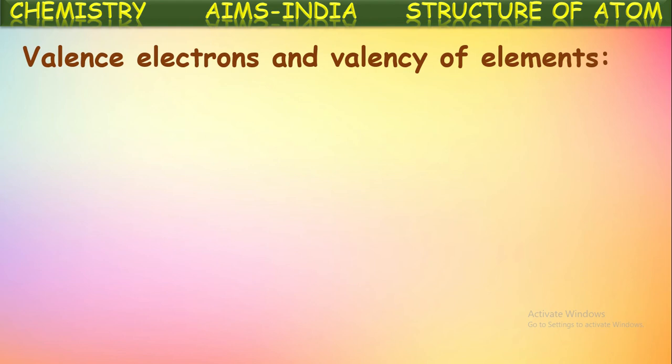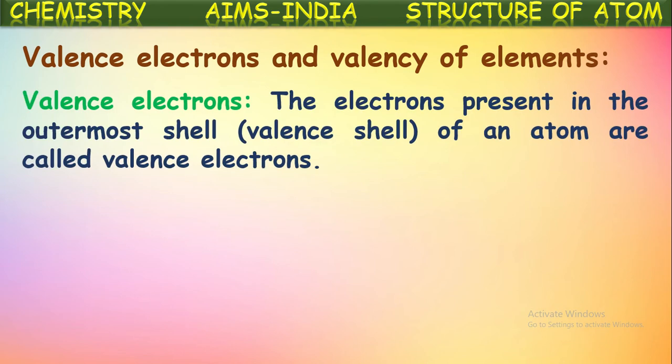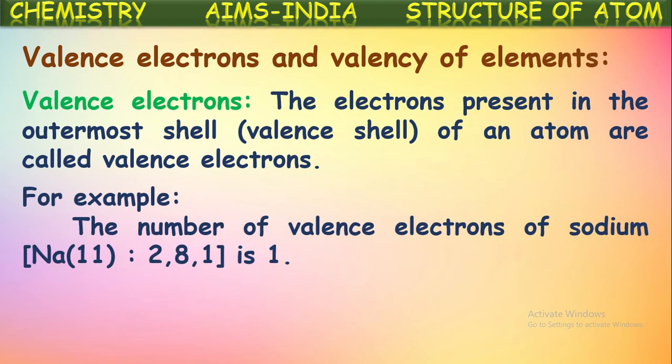Now let us see valence electrons and valency of the atoms or elements. Valence electrons means the electrons present in the outermost shell or the last shell, which is also called valence shell of an atom. For example, the number of valence electrons of sodium: the atomic number of sodium is 11. If you write its configuration by following these Bohr-Bury rules, we get it as 2, 8, 1.